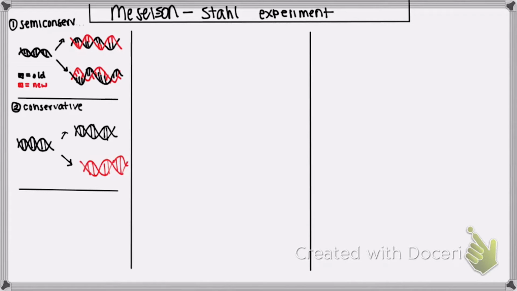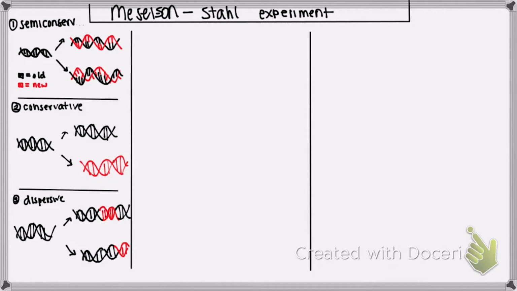And the last one, which was not too popular, was dispersive replication. Dispersive replication is where DNA is replicated randomly, or little parts of DNA are replicated. So you start off with one entire DNA strand, and as it replicates, you have some parts that are old DNA, some parts that are new DNA, and then old DNA again. So it's completely random.